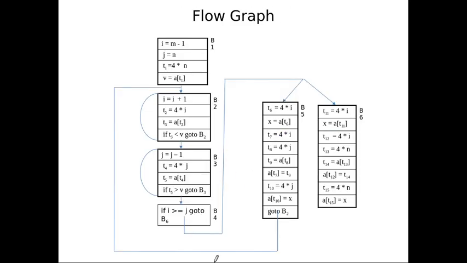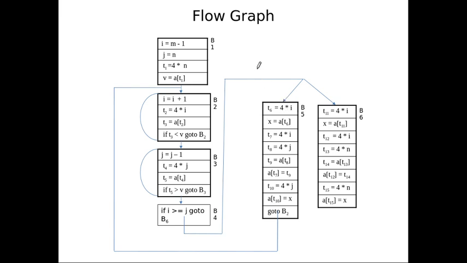Okay. Now observe. You can apply your optimization methods for individual blocks first. Block 1. Is there any common sub-expression? No. Not common sub-expression, not copy propagation, not dead code elimination, and not constant folding. The same way for block 2 also, block 3 also, block 4 also.